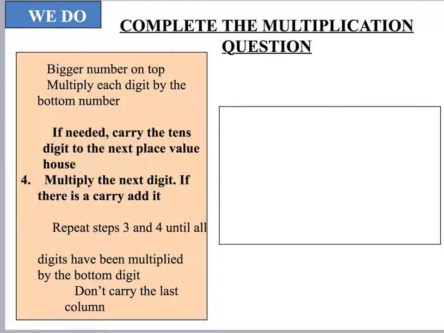Well, why don't we let you have a go now? On your whiteboards, I need you to write down 37 multiplied by 29, making sure the digits are under each other. Press pause when you're done to do that. Okay, well, let's get started.